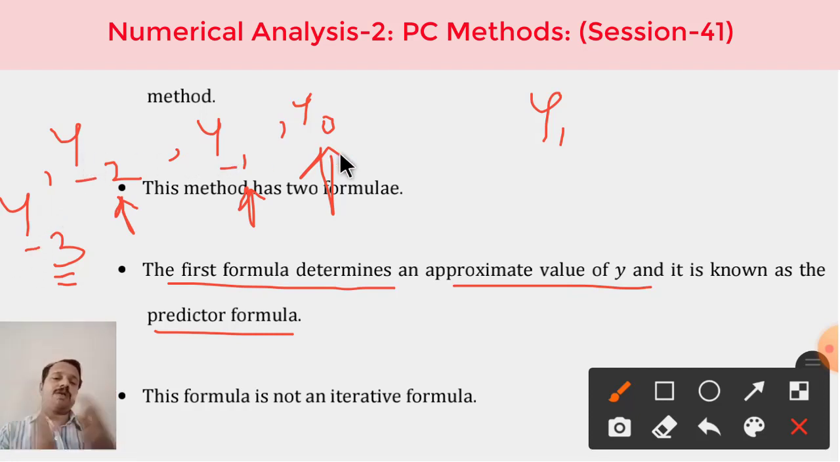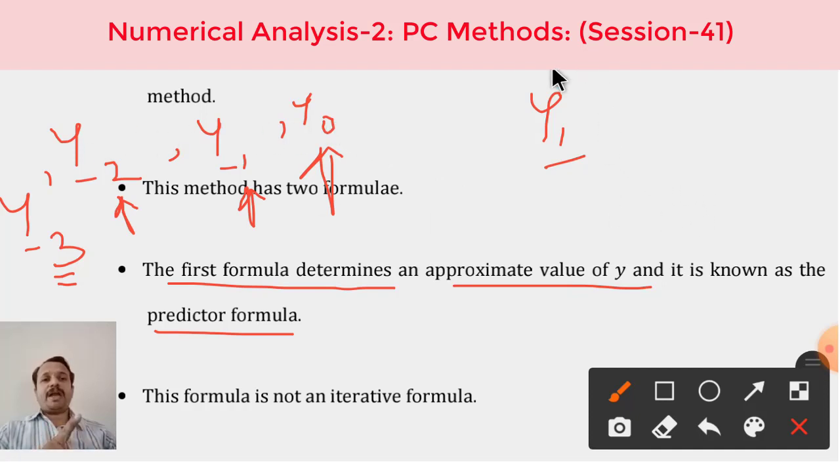So altogether there are now four values, and those four values are to be used to compute y1, that is, y at x1, the next point after x naught. This stands for x naught, the value of y at x naught. So the value of y at x1, that is y1, can be computed using these four values.